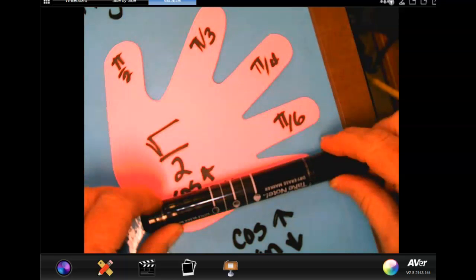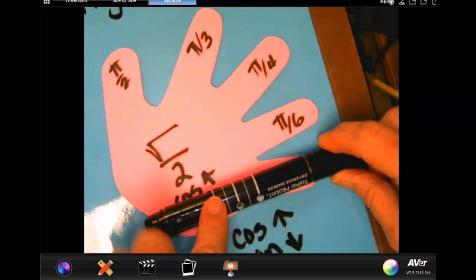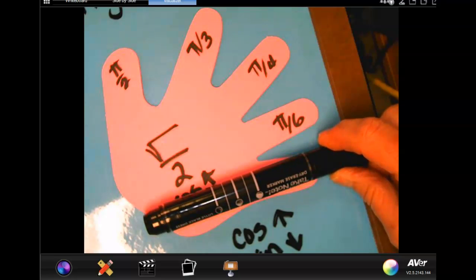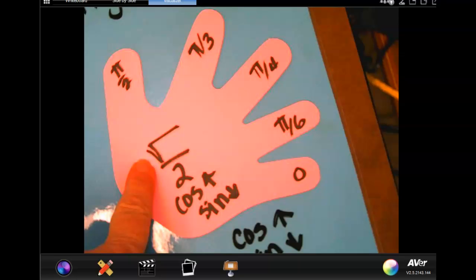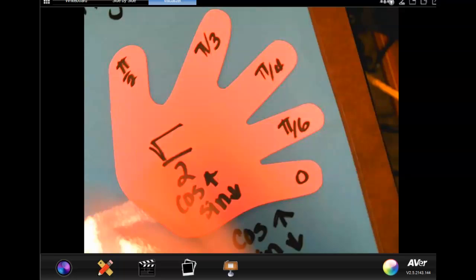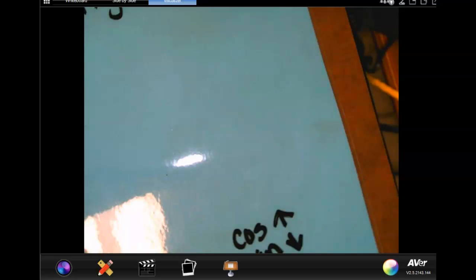It also works for the quadrantals. So for cosine, how many fingers are below 0? So the cosine of 0 is 0. How many fingers above? What's the square root of 4? 2 divided by 2 is? That's the sine. Okay? So if you use this, then you can fill in the whole first quadrant. So this is how we're going to use that.